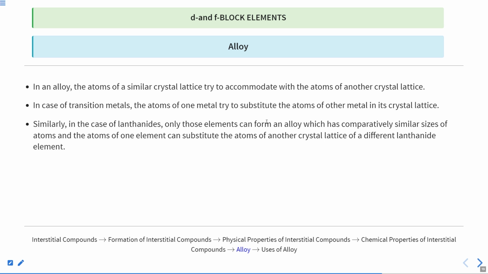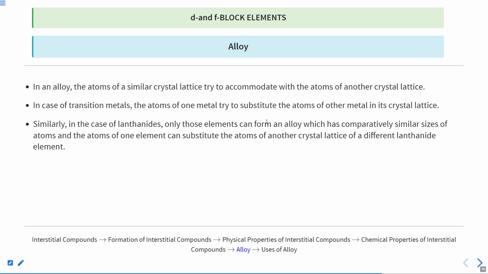in between. Clear? But in case of alloy, the lattice sites are occupied by either of the elements, right? In the previous case, the lattice sites are occupied by the parent one, and the holes are occupied by the smaller atoms. But in case of alloy, the lattice points, instead of holes, are occupied by both elements, right? So the atoms of one element try to substitute the atoms of the other element in the crystal lattice, as I said. Similarly, in the case of lanthanides it is also the same. So this is seen in the lanthanides also.